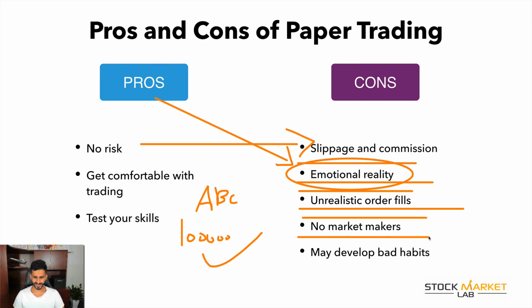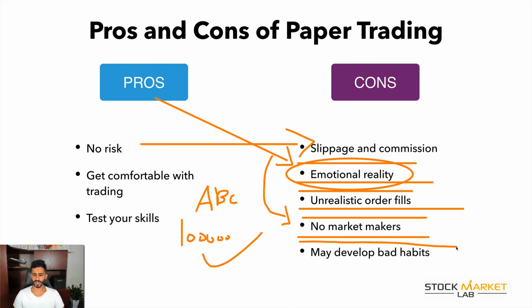Next, on paper trading, there's no market makers. Market makers do not exist, right? Remember, market makers are stepping in. They're the ones making up the market. They're the ones buying and selling your shares. They don't exist on paper trading. And since they don't exist, they're not going to be there to take your stop losses. They're not going to be there shaking you out of your position. So they don't exist either.